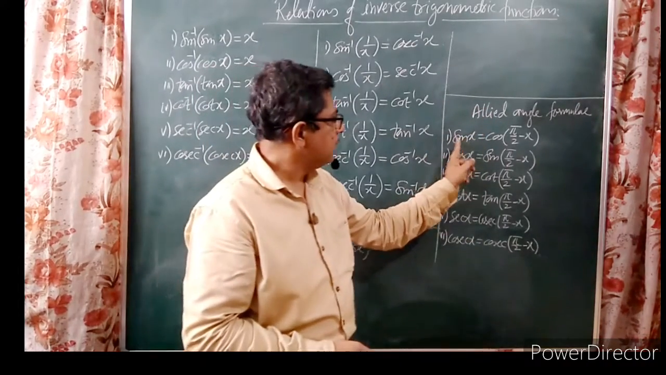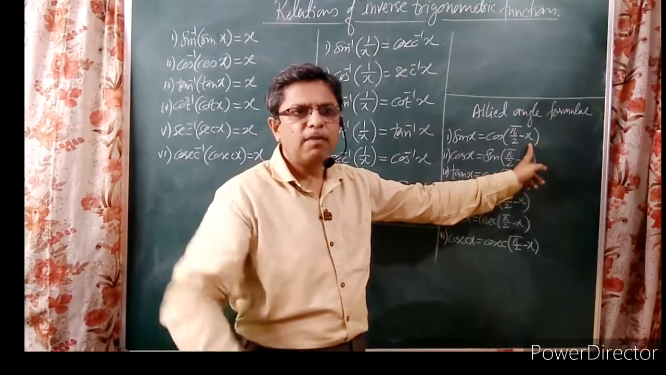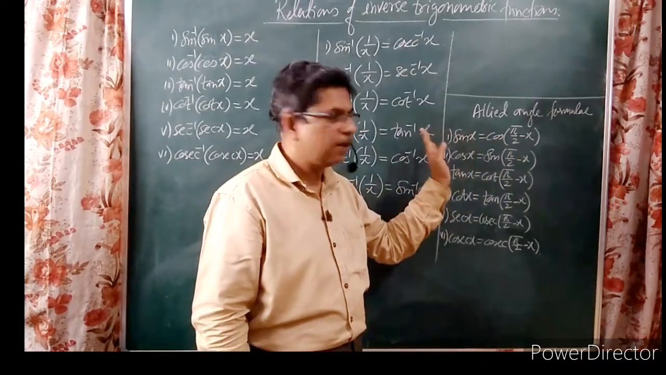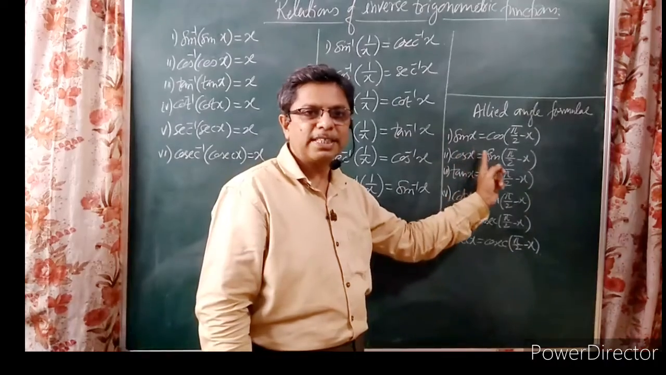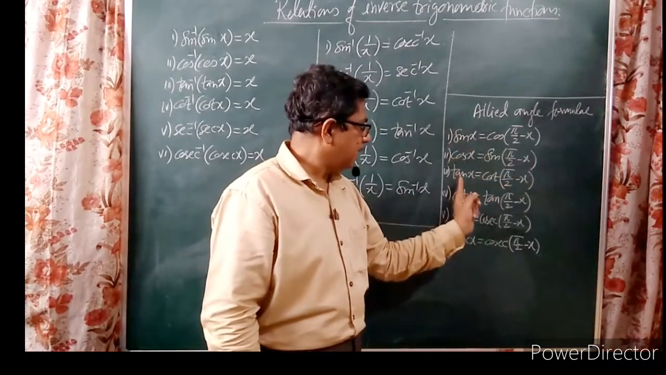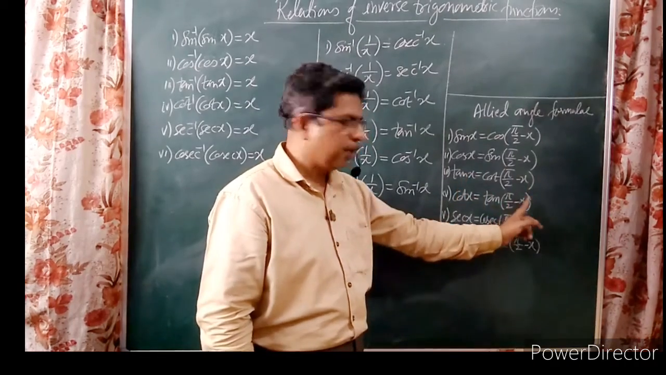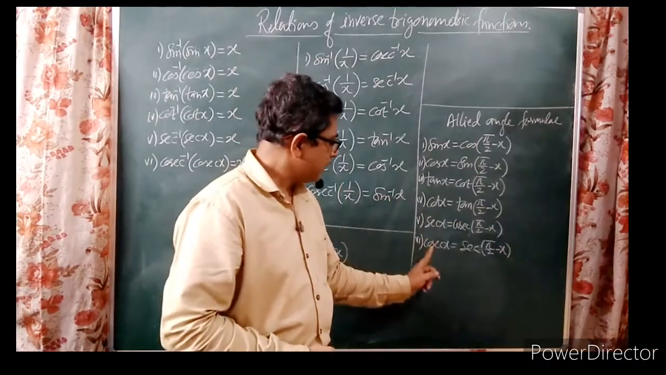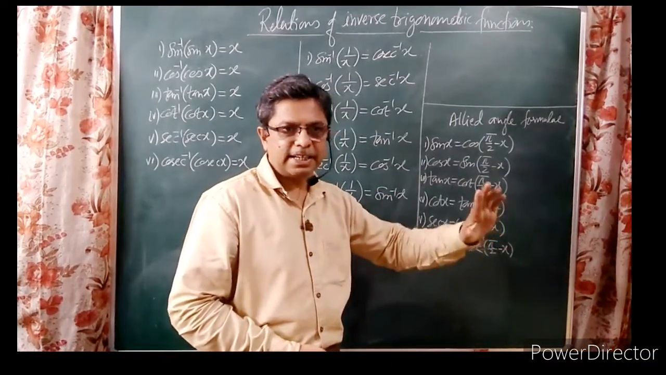We can write sine x is equal to cos of pi by 2 minus x. These are the allied angle formulas you have studied. But now we are using: sin x can be written as cos of pi by 2 minus x, cos x can be written as sin of pi by 2 minus x, tan x can be written as cot of pi by 2 minus x, cot x can be written as tan of pi by 2 minus x, sec x can be written as cosec of pi by 2 minus x, cosec x can be written as sec of pi by 2 minus x. That's it.